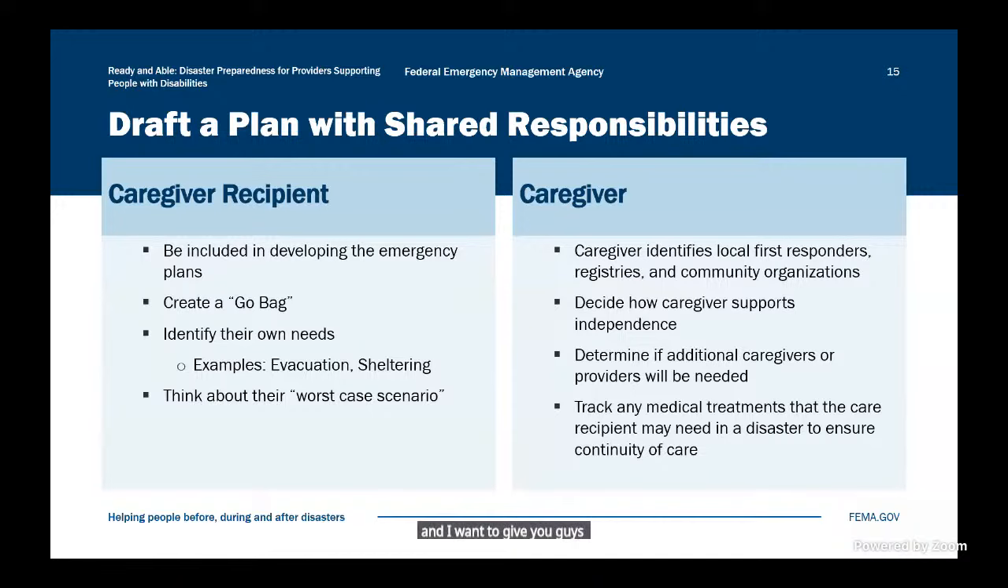If you want to take a look at this one, I have it separated: what the caregiver recipient's portion of drafting a formal plan would be, and then on the right-hand side, what a caregiver would ideally be responsible for in this process of creating a plan.